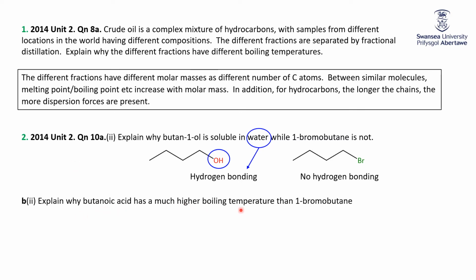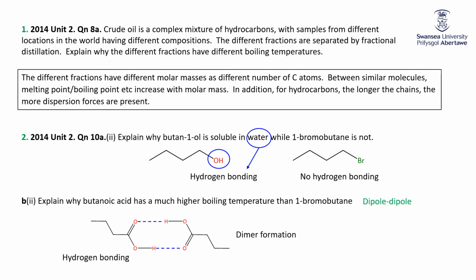Why does butanoic acid have a much higher boiling temperature than 1-bromobutane? Well, as butanoic acid, you've got, of course, capability of hydrogen bonding, not just with water, but with itself. Indeed, acids love to form dimers like this, and these hydrogen bonded dimers held together by 2 hydrogen bonds are much tougher to break than 1 hydrogen bond, which is much tougher to break than no hydrogen bonds. So butanoic acid has a much higher boiling temperature because it can hydrogen bond, whereas bromobutane, all it has is dipole forces.